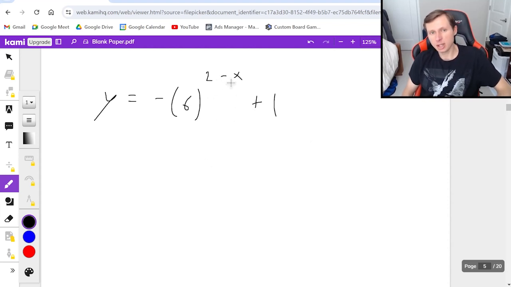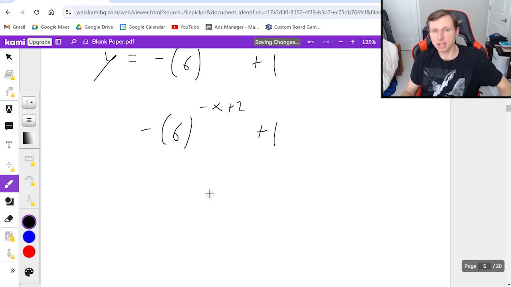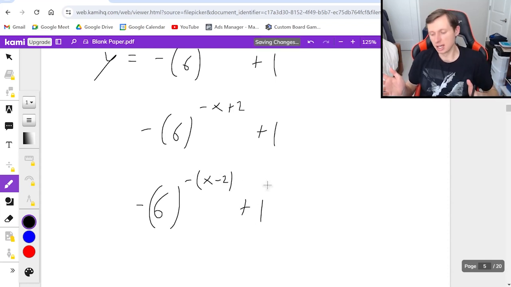First, I would write the negative x first, so it's really -6 to the negative x plus 2 plus 1. And then I would factor out the negative sign out of the exponent, which means I really have this, negative x minus 2 in parentheses. And yes, you have to do that if you want to do this correctly. So from here, I think you can get it right without me. So go ahead, give this a try, and unpause the video when you're ready to see the solutions.